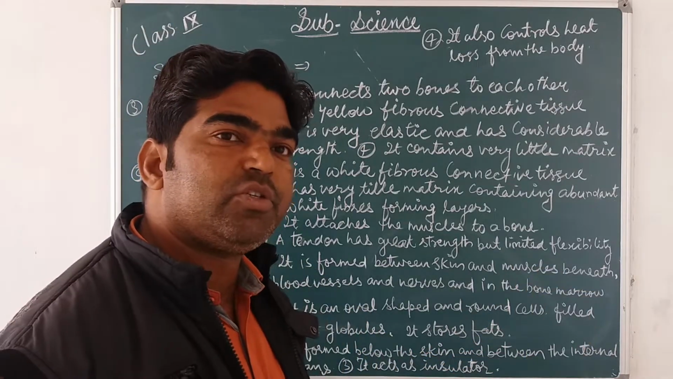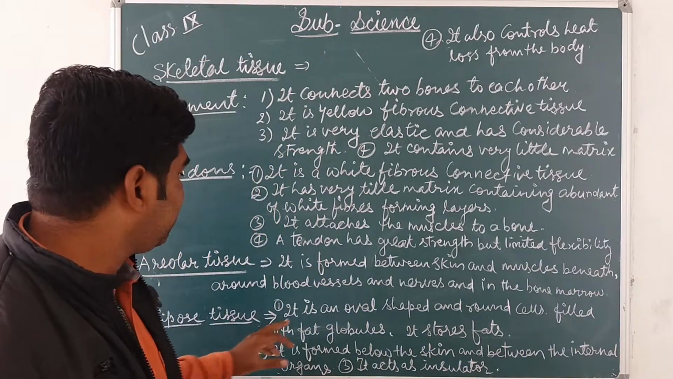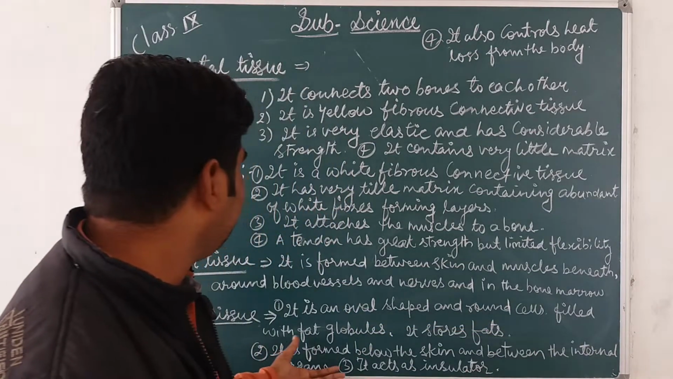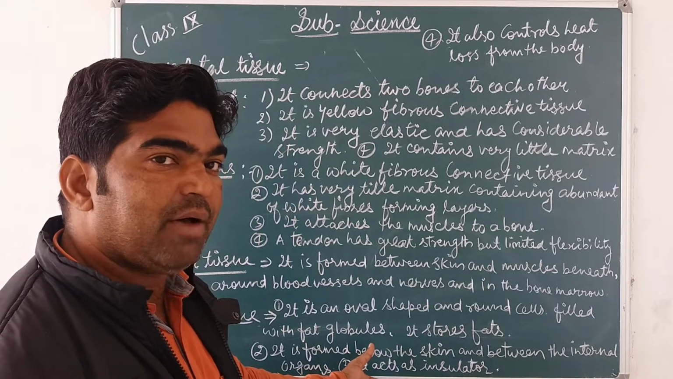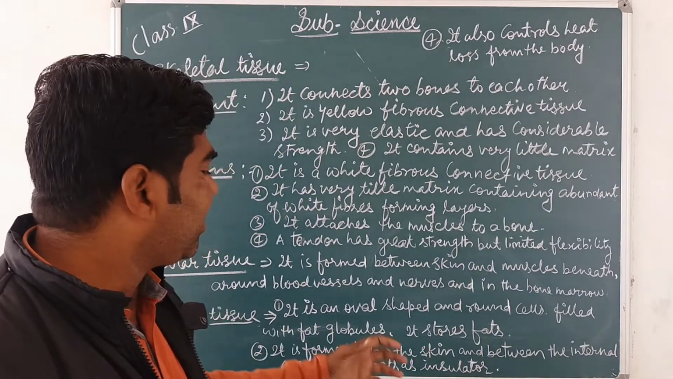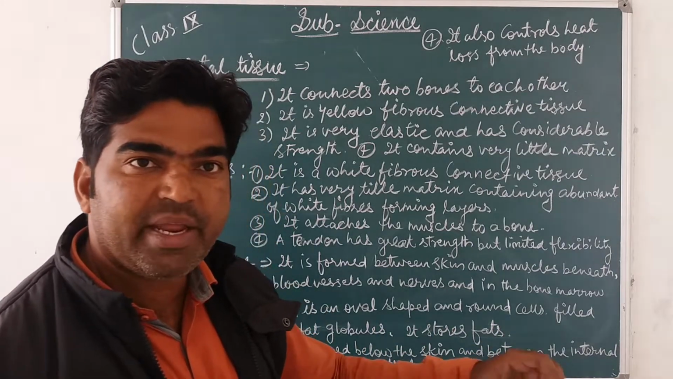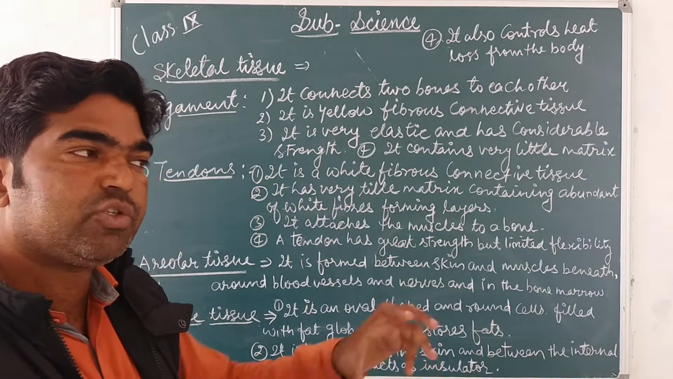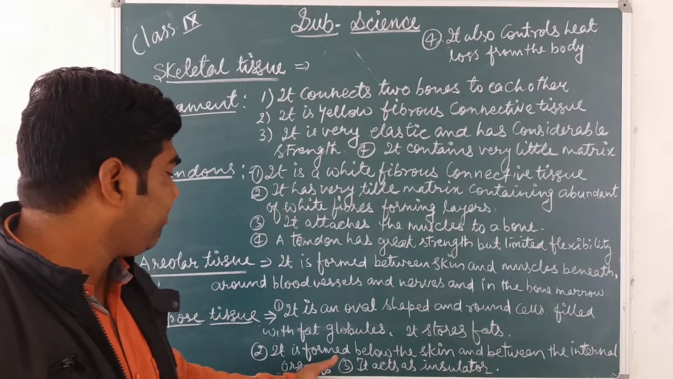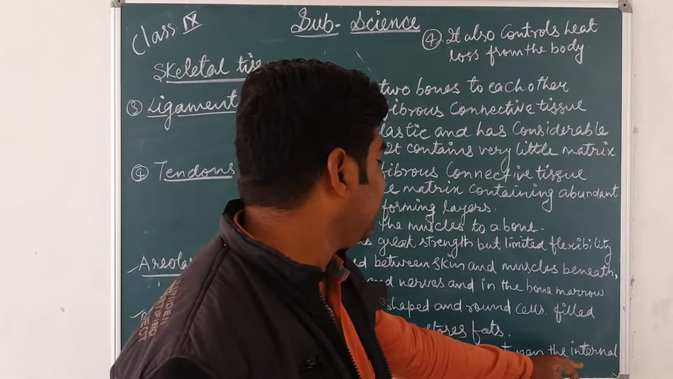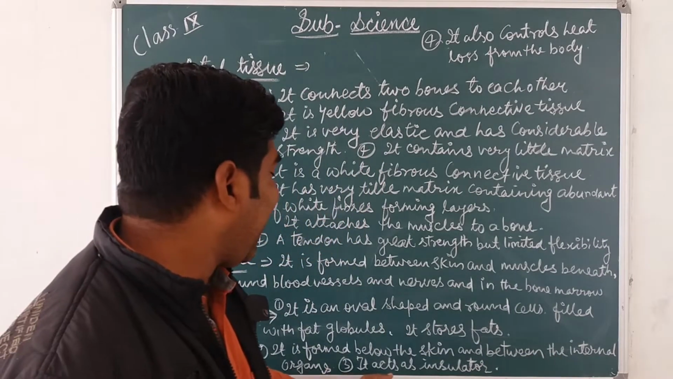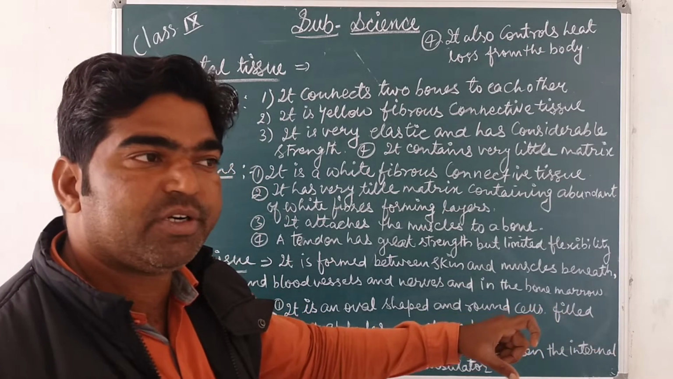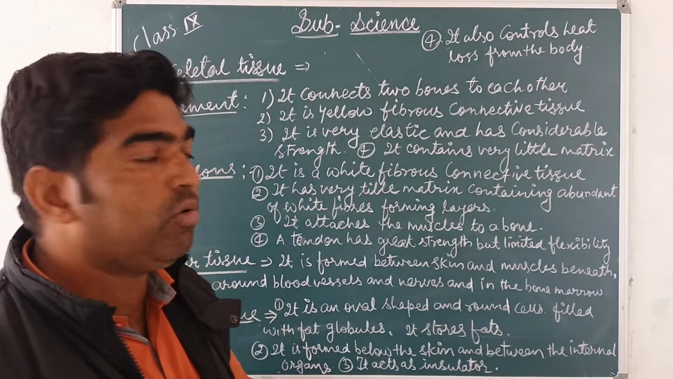In adipose tissues. So this adipose tissue is an oval shaped and round cell filled with the fat globules. How is it filled? It is filled with the fat globules and it stores the fat. So the main role of this tissue is to store the fat. It is formed below the skin and between the internal organs. It acts as an insulator because this layer of fat provides insulation against the heat and cold.